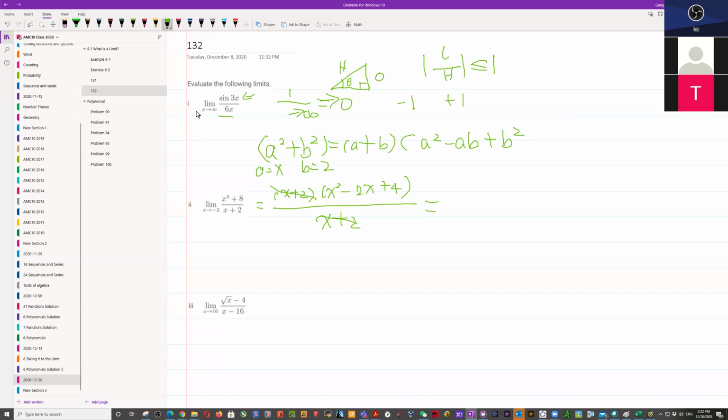Then we just fill in the -2. -2 squared is going to be 4. And -2 multiplied by -2 is also equal to 4, and plus 4. So basically, it's going to be 12, because we have 4 plus 4 plus 4. And then let's do this problem.